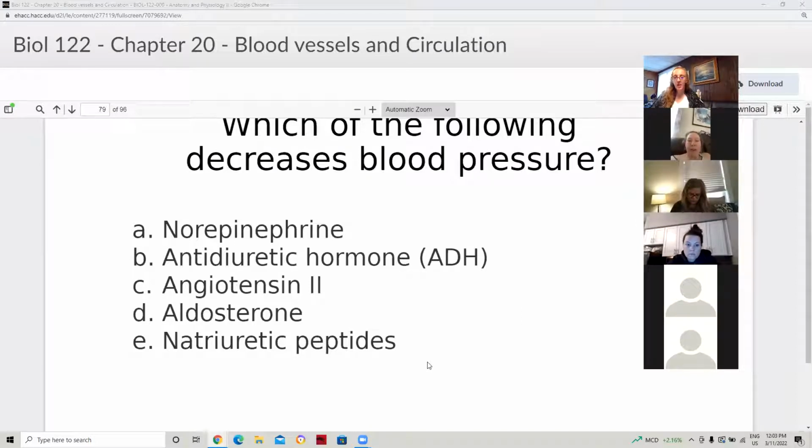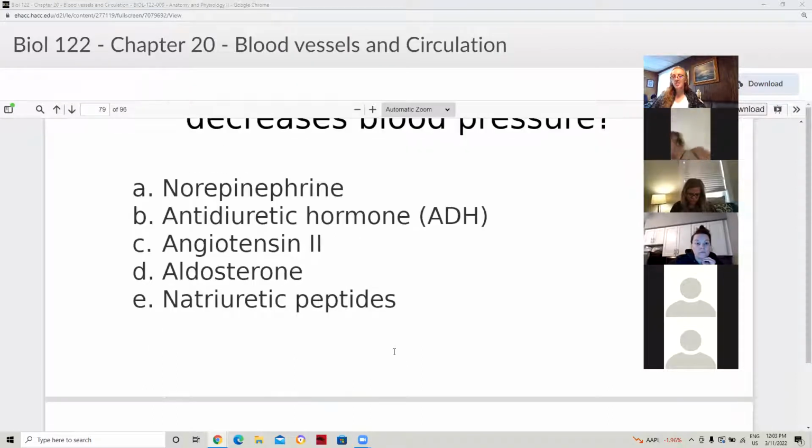Atrial natriuretic peptide comes from the atria. Which of the following decreases blood pressure? When there's too much stretch in the right atria, it gets secreted. It works on the kidneys, bringing down blood volume and decreasing the blood pressure. Are there any questions about that?